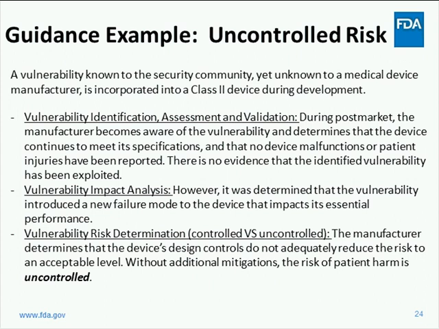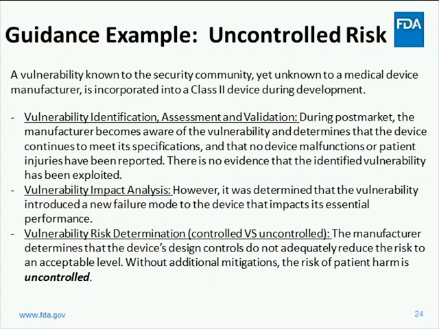In an example in the guidance of uncontrolled risk, we have a vulnerability known to the security community, yet may be baked into a Class 2 device during development, unbeknownst to the manufacturer. During the identification, assessment, and validation process, in a post-market sense, the manufacturer becomes aware of the vulnerability and determines the device continues to meet its specifications, and that no device malfunctions or patient injuries have been reported. There is no evidence that the identified vulnerability has been exploited.